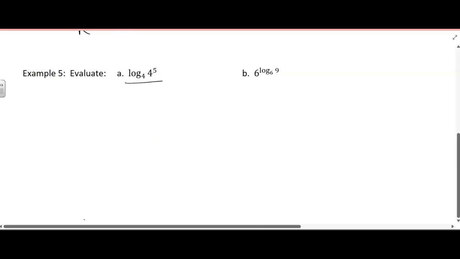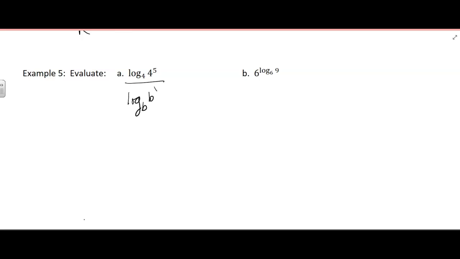Okay, so here we go. Here we have log base 4 of 4 to the 5th power. That's following the form log base b of b to the x, and the whole thing just equals the x, that exponent. So this just equals 5, and you're done. You recognize the property, and then you say, oh, this is what it equals because it's this property.